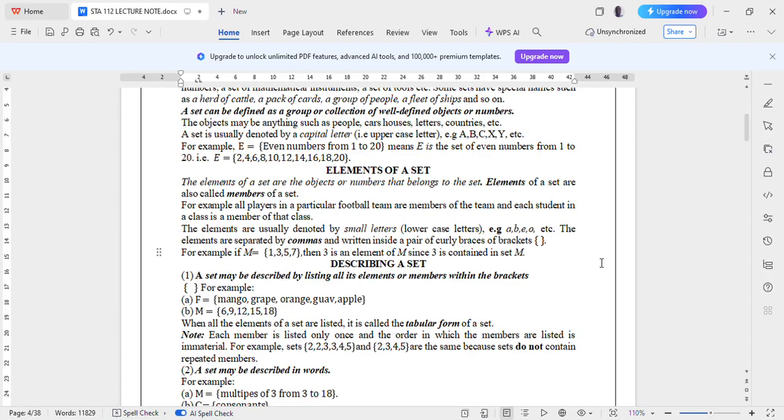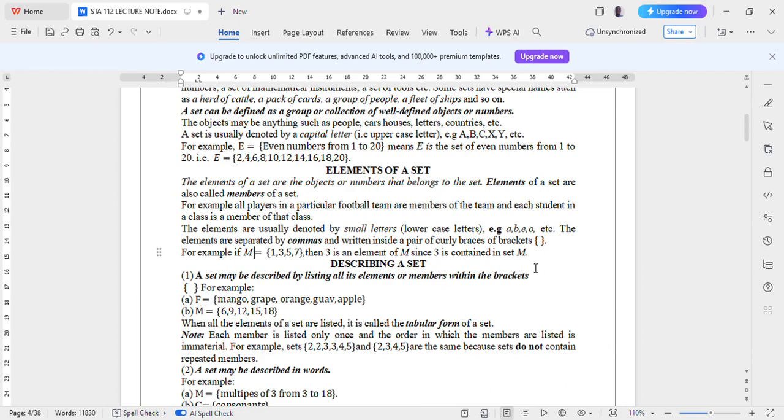So the elements are separated by commas, as I've mentioned, and inside a pair of curly brackets. This is a curly bracket. A set is contained in curly brackets. So for example, if M is equal to 1, 3, 5, and 7, then 3 is an element of M, since 3 is contained in set M.